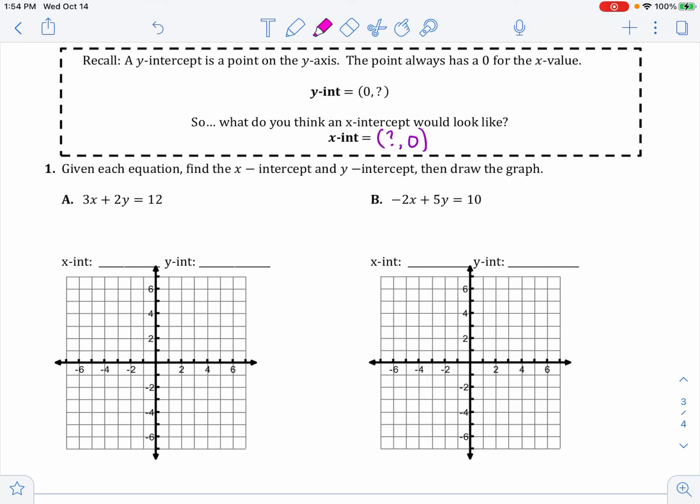So once we find the x and the y-intercept, we can graph it. I want you to know this right now. It's not going to have this part on your test. You're going to need to know that standard form. I need to find the x and the y-intercept.